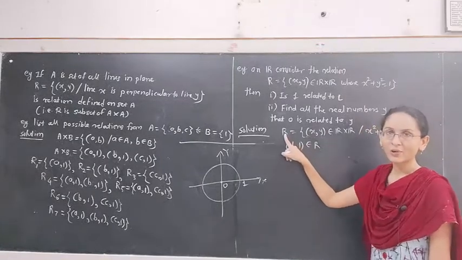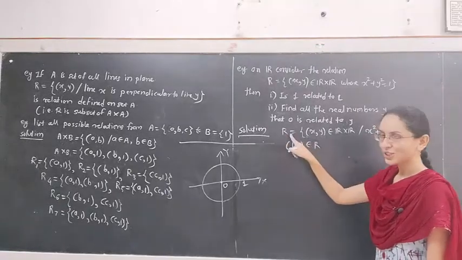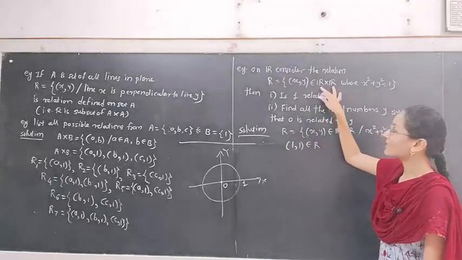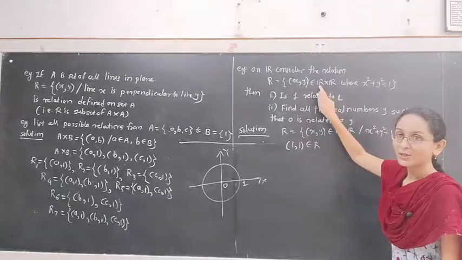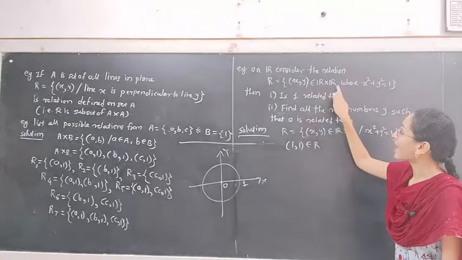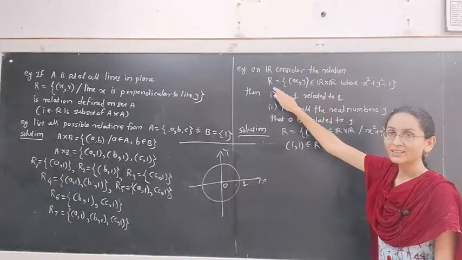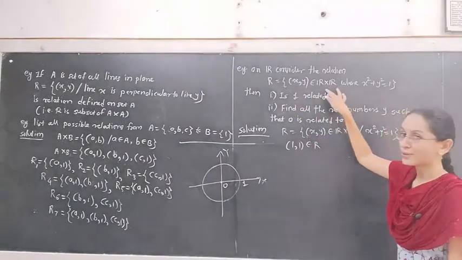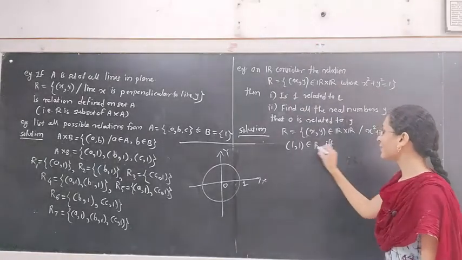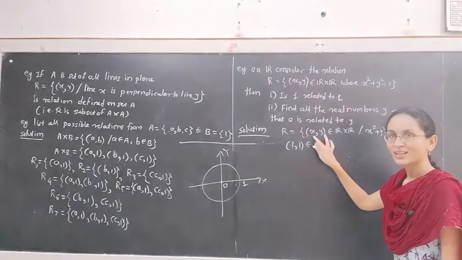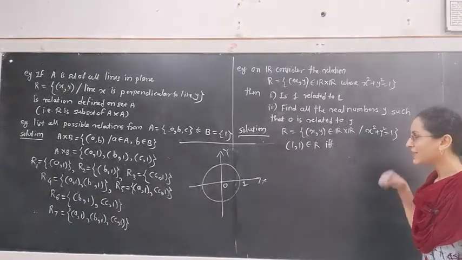This R is a symbol for relation. This R denotes the relation, which is a subset of R cross R. This R cross R is the cross product of the set of real numbers with itself, and this R represents the relation. That means this R is a subset of R cross R. The point (1, 1) belongs to R if and only if it is possible, that is, if and only if x, y satisfy this property, x square plus y square equal to 1.